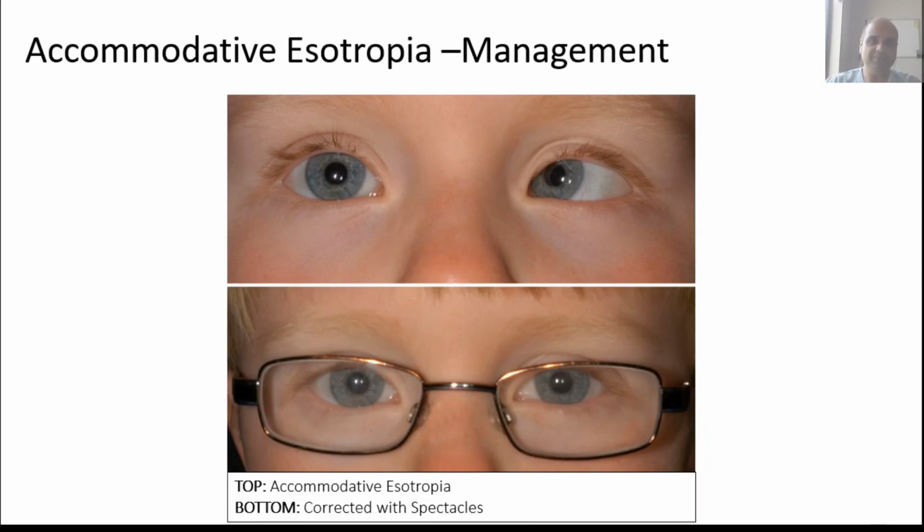So you can see that this person was prescribed glasses, esotropia in the top picture, aligned eyes in the bottom picture. The reason that you are seeing two light reflexes is because one is the flash and the other is the light through which the alignment is being seen.